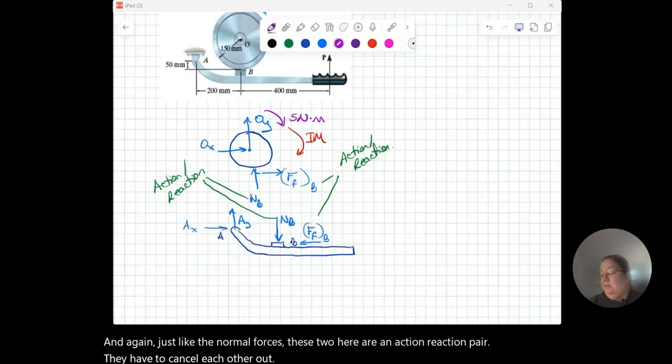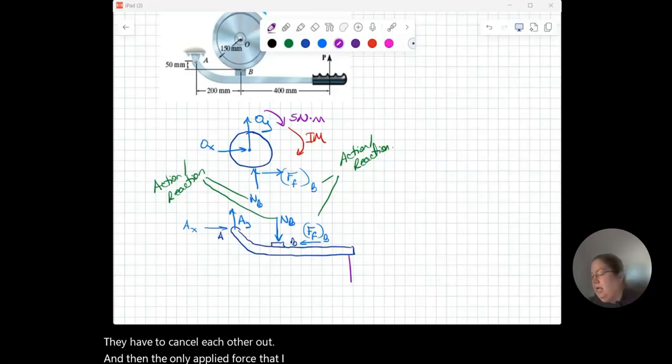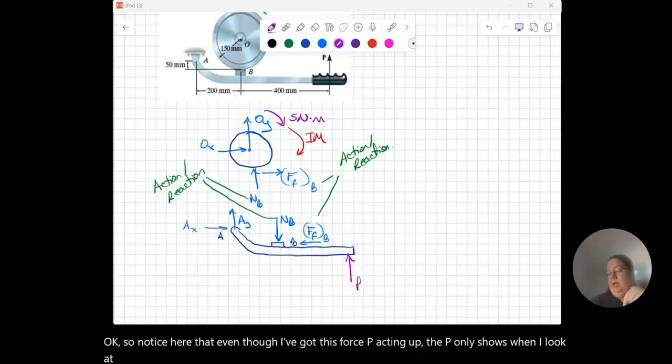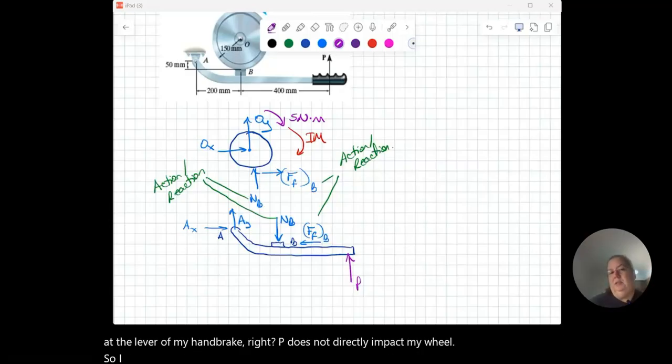And then the only applied force that I have to my handle here is this force P acting up. Okay, so notice here that even though I've got this force P acting up, the P only shows when I look at the lever of my handbrake, right? P does not directly impact my wheel, so I can't analyze just the wheel because I don't have enough information. I don't even have the force P that I'm taking a look at here.